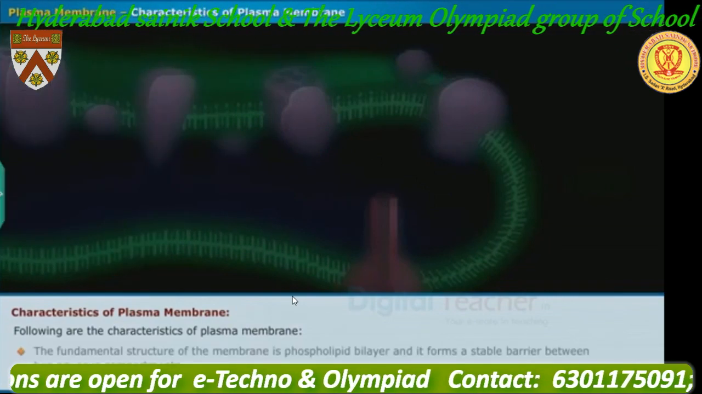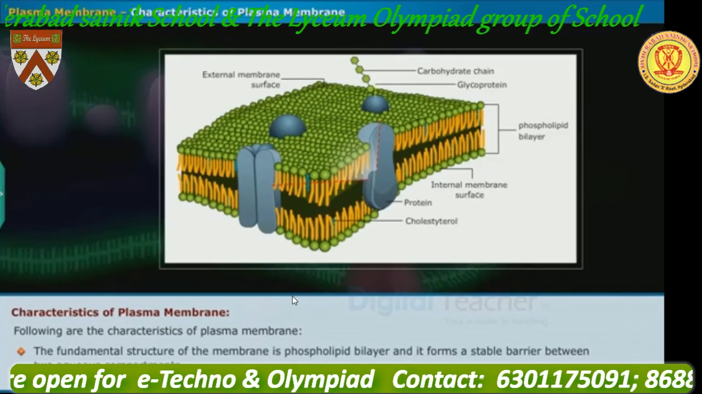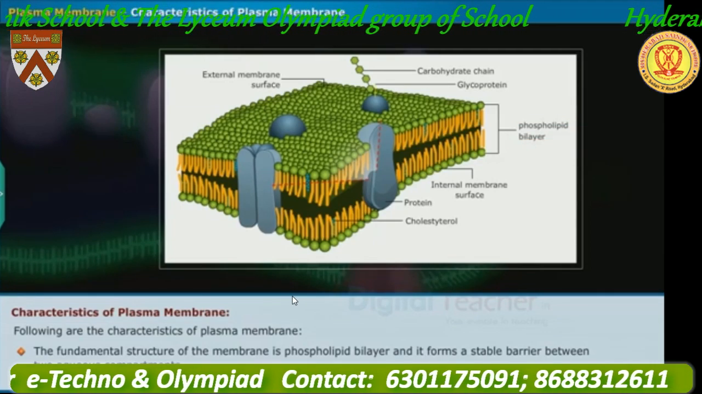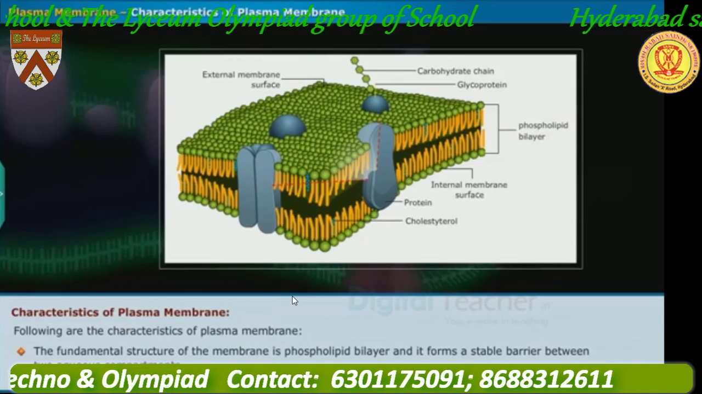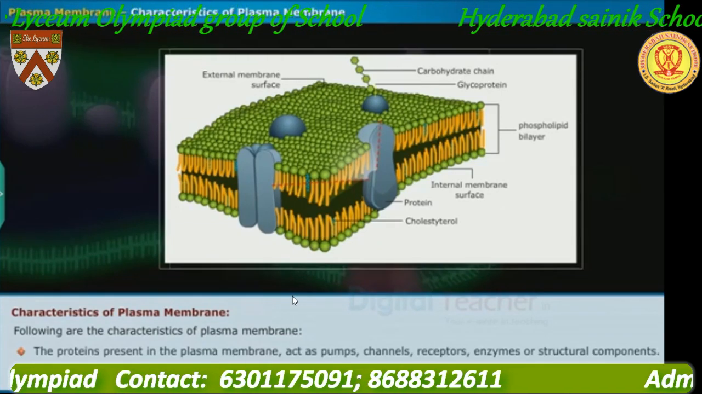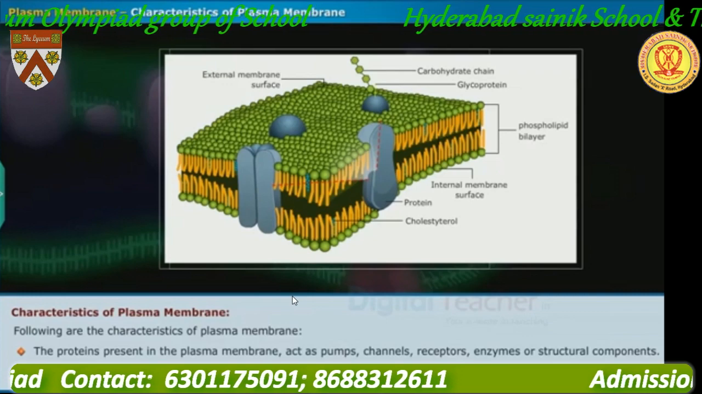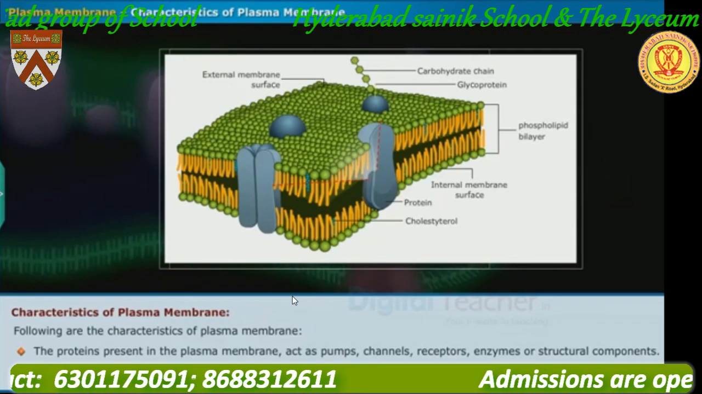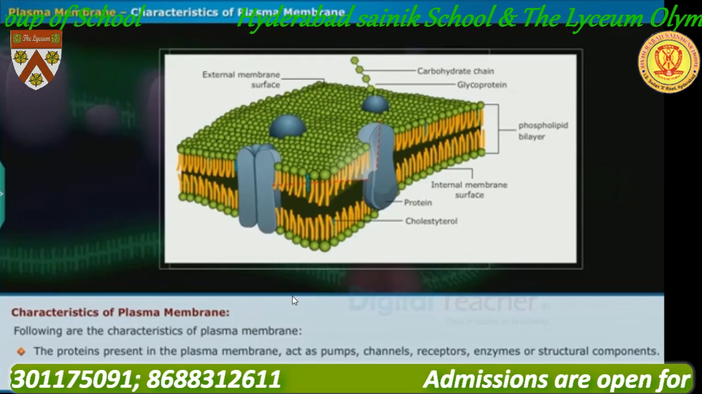The fundamental structure of the membrane is phospholipid bilayer and it forms a stable barrier between two aqueous compartments. The proteins present in the plasma membrane act as pumps, channels, receptors, enzymes or structural components.